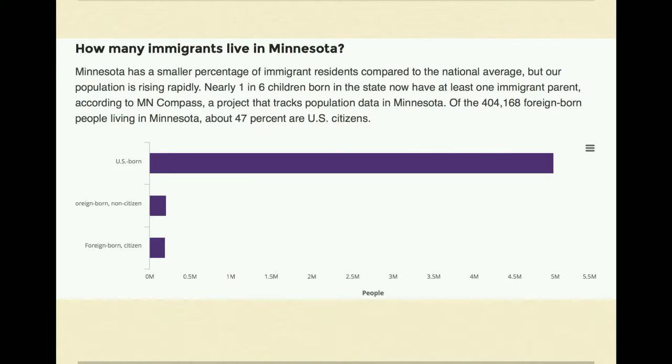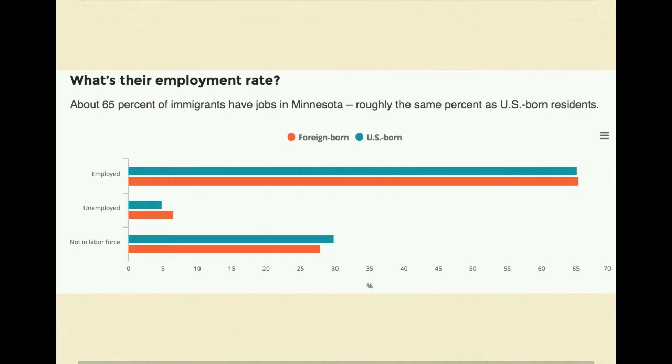The next graph shows the numbers of foreign-born versus U.S.-born. Of course, in Minnesota we have 5 million U.S.-born people and about 500,000 or so foreign-born. That's split into non-citizen and citizen. So non-citizen might be green card holders or undocumented people as well, and then foreign-born who are citizens make up about half of the immigrant population here. So looking at the employment rate, pretty well tied between foreign-born and U.S.-born. So you see that the unemployed rate and not in the labor force are pretty well tied as well.